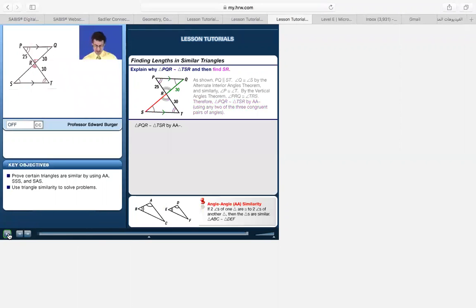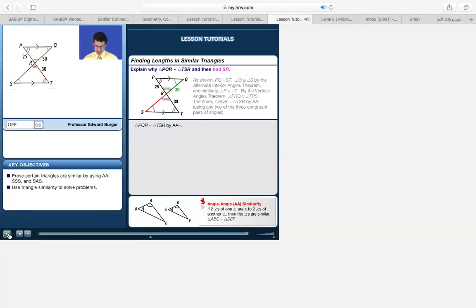Okay, he proved that since PQ and ST are parallel to each other, angle P and angle T are congruent. Angle Q and angle S are congruent. And angle R is also congruent to itself. So the two triangles are similar. So what is the question? Then find SR. They want to find the measure of SR. Since the two triangles are similar, the corresponding sides will have the same proportions.